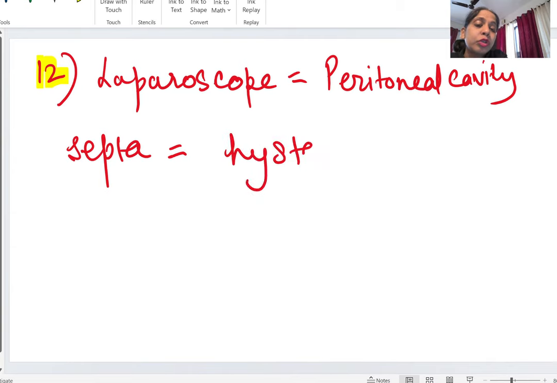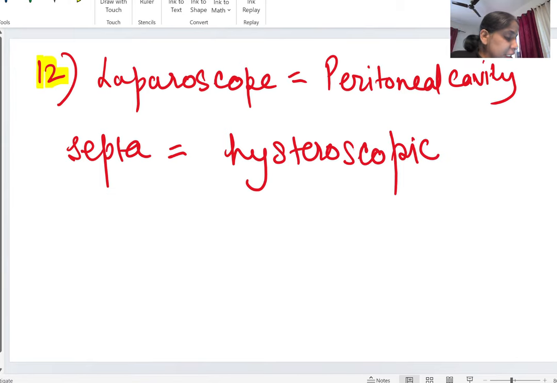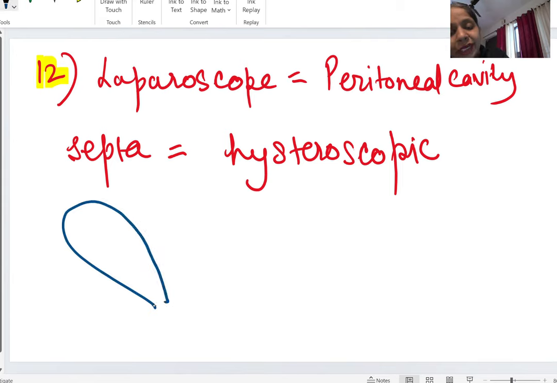Septa will only be seen hysteroscopically inside the uterus. Septal resection is done inside the uterus. Now the other options were unicornuate and bicornuate. Beta, in unicornuate uterus, you know what the condition is? The uterus is deviated to one side and half the size of the uterus is there, right? Half the size of the uterus is there.